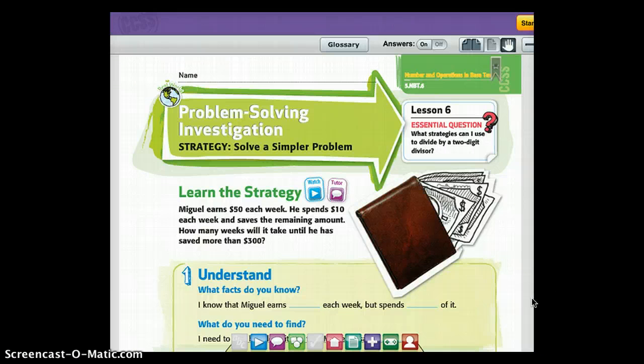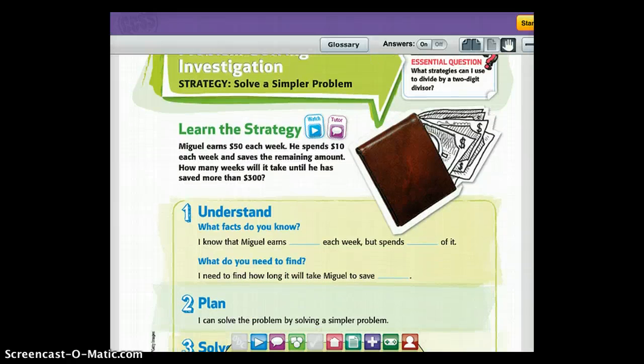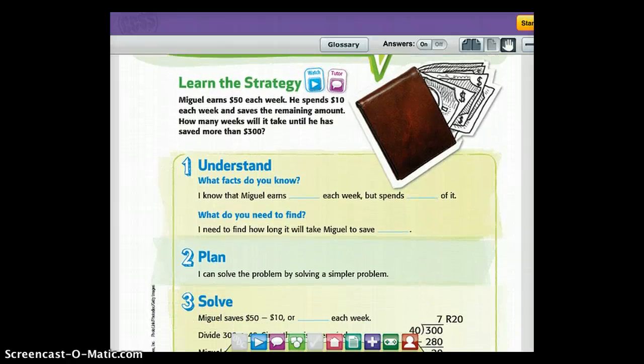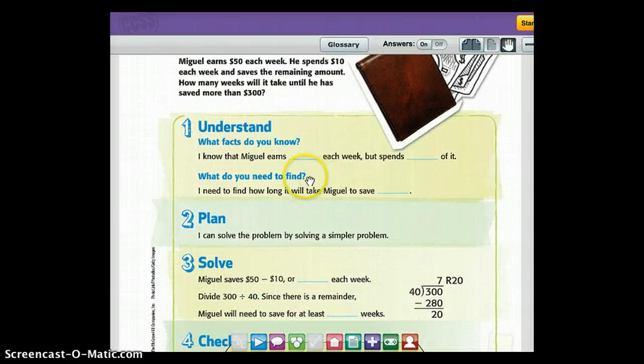Okay, so I am on page 280 in your book, and we are doing problem solving again. So you should know these steps, but I'm just going to show you a little refresher. This is just problem solving with division this time. So we've talked about these steps before. The first step you want to remember is to think about the facts that you do know, and then think about what you need to find out. So that's our understand step.